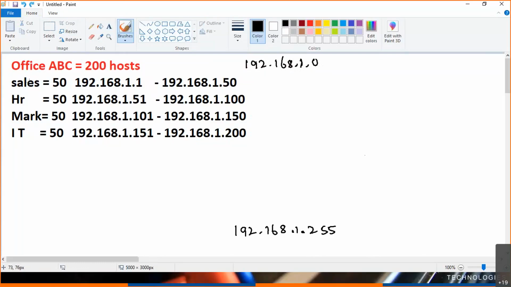So now my requirement is that the sales department should not communicate with HR. HR should not communicate with marketing. Marketing should not communicate with IT. Inter-department communication should not be there. That is my requirement. And what is the solution? Presently all devices can communicate because all are in the same network. But my requirement is that they should not communicate. Then what is the solution?